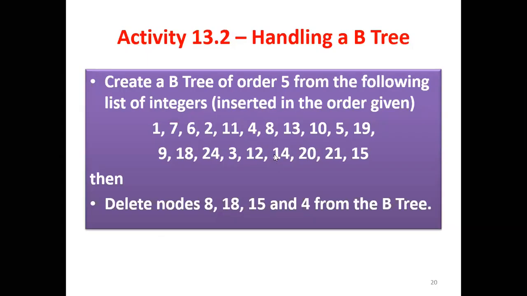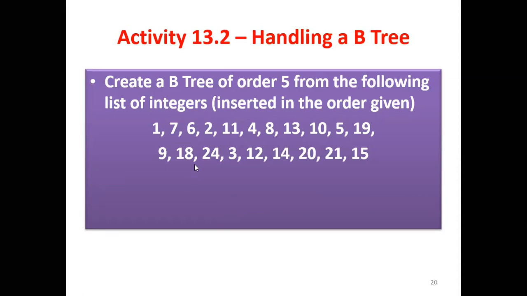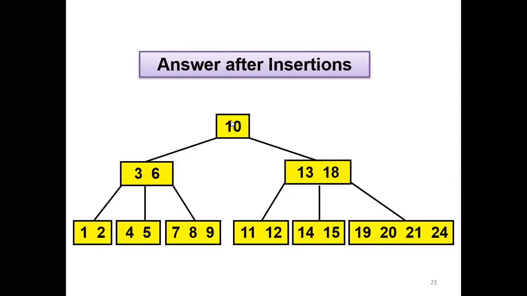Another operation we're going to perform is deletion. We're going to delete data items from a B tree. We've been given a list of data, and from that list we form a B tree. After creating the B tree, we're going to delete these data items from it. So first, we create the B tree from the data items, following the steps we took in the previous slides.